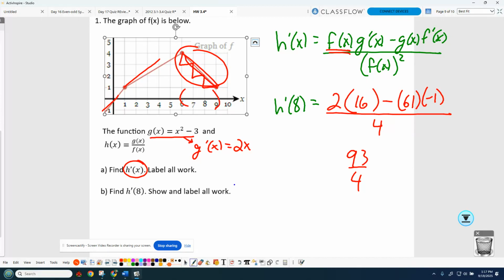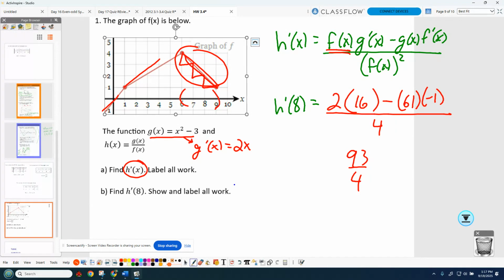Jesse, what's your question? When we're finding h prime of x, we can just leave the formula of the quotient rule? We don't have to plug in 2x for g prime of x and x squared minus 3? You can leave the alphabet soup. Yep. Is there a way to write f of x in this case that's not a piecewise function? No, because it is a piecewise function. Yeah, I was just a little confused. Yeah, no. Nope, you're stuck with it.